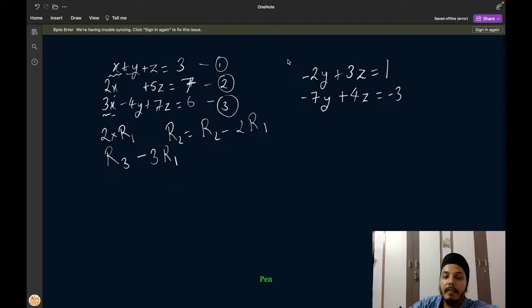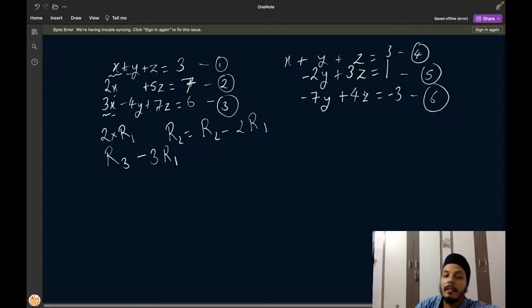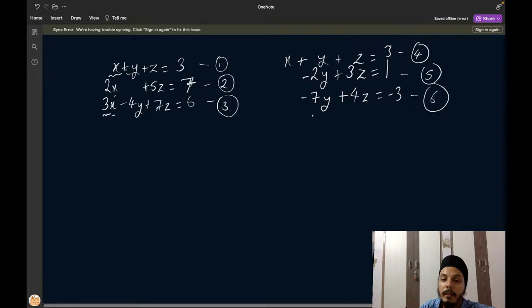So now the three equations that we have are x plus y plus z equals 3, which is our fourth, minus 2y plus 3z equals 1, which is our fifth, and minus 7y plus 4z equals minus 3, which is our sixth. Now we have completed our first stage. That is, we have removed x from row 2 and row 3. Now what we will do is remove y from row 3.